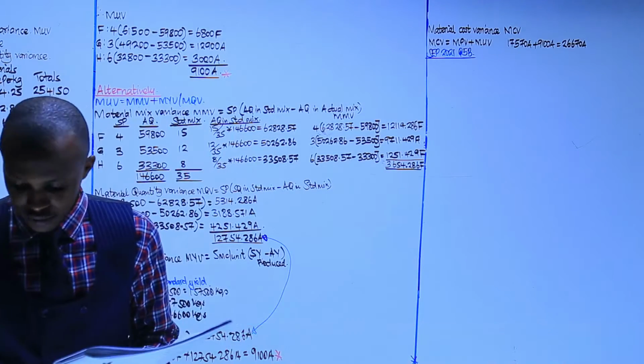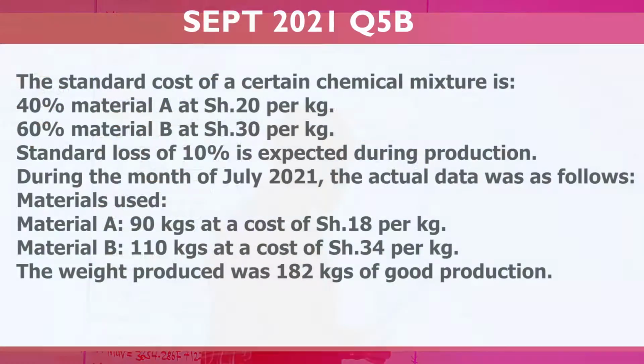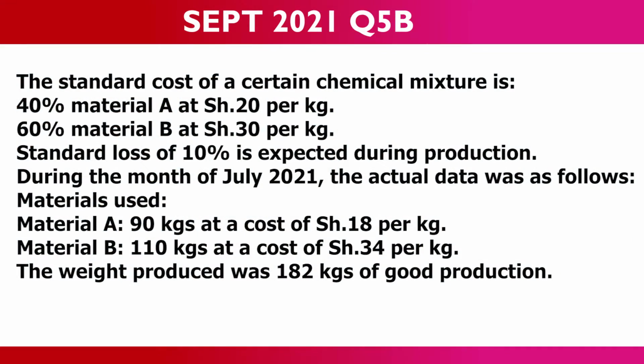The question is saying the standard cost of a certain chemical mixture is 40% material A at 20 per kg, 60% material B at 30 per kg. The standard loss of 10% is expected during production. During the month of July, the actual data was as follows. Material A used 90 kgs at a cost of 18 per kg. Material B used 110 kgs at a cost of 34. The weight produced was 182 kgs of good production.